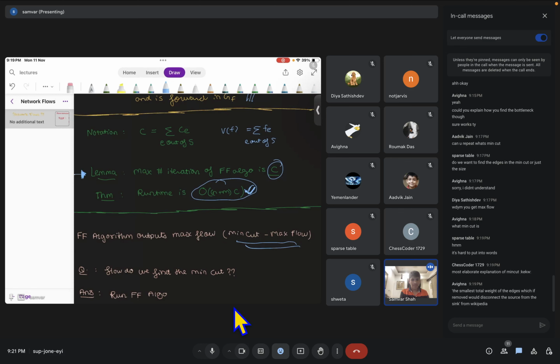The first step is to run Ford Fulkerson. That's a hint, I guess. And think, when you run Ford Fulkerson, in the end you get a residual graph. Can you do something with it?